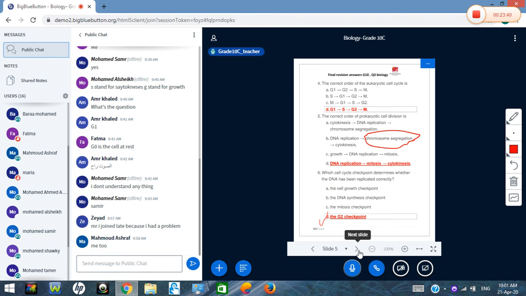Each stage has a checkpoint, but the question asks about the one that is most correct. Okay?